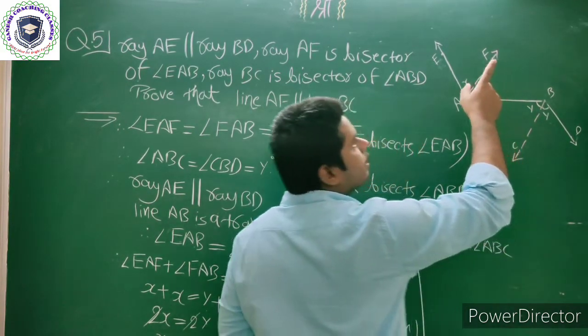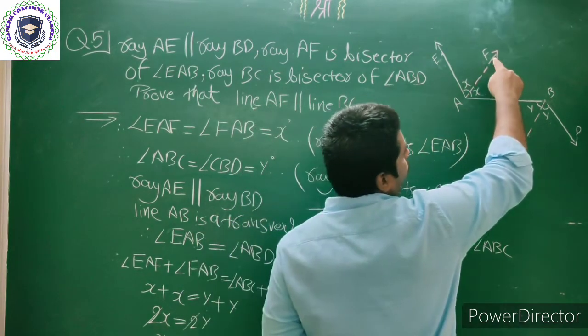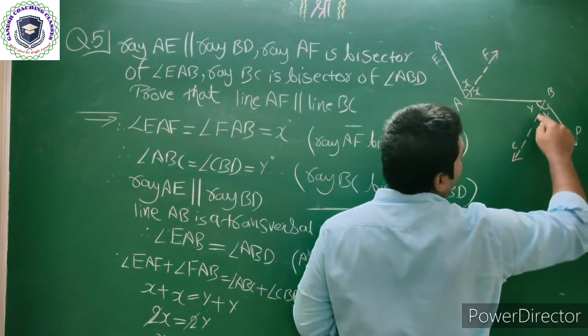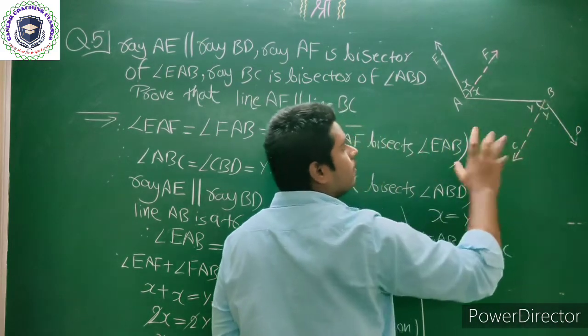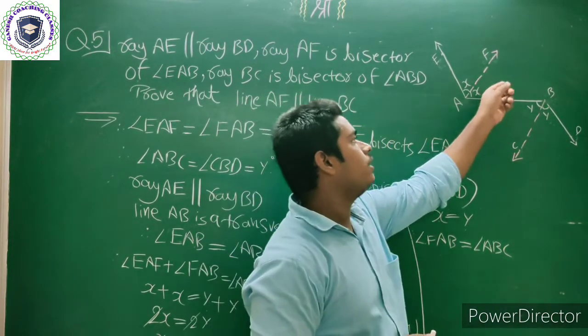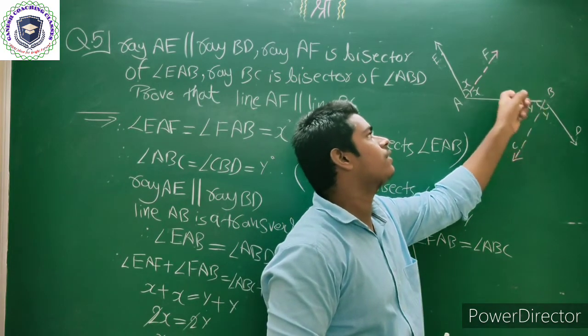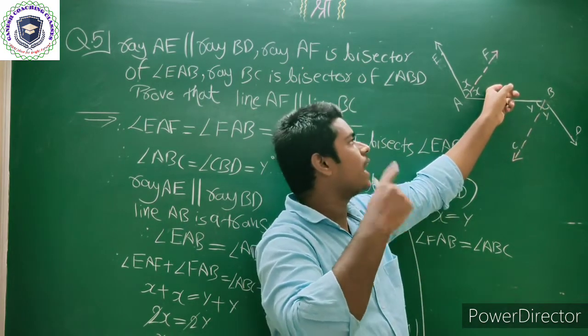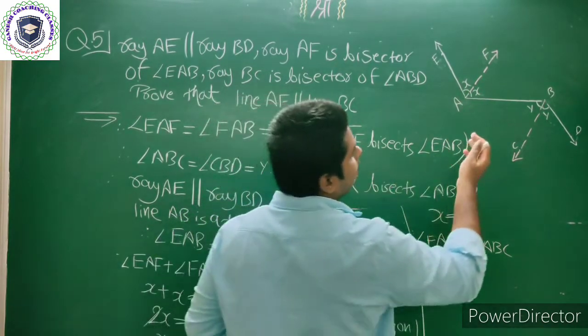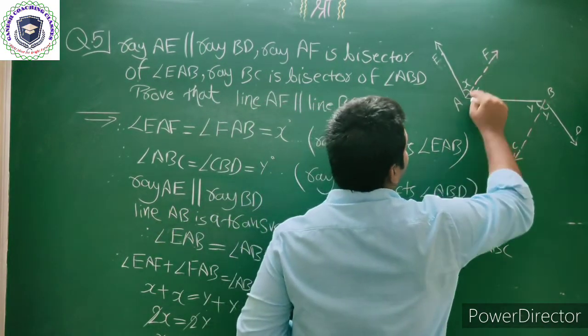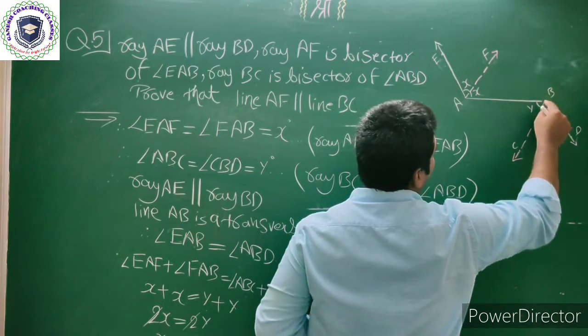when we trace these two angles, what shape do we get here? Z. Z means alternate angles. These two angles are inscribed in that Z shape. So we can write that by the alternate angle test, ray AF is parallel to ray BC.